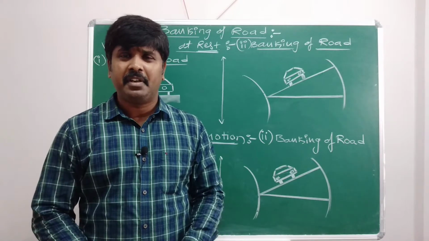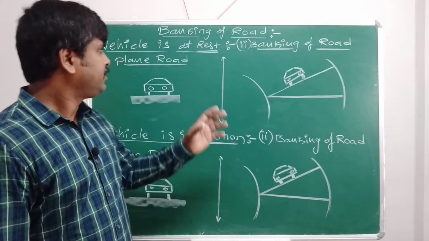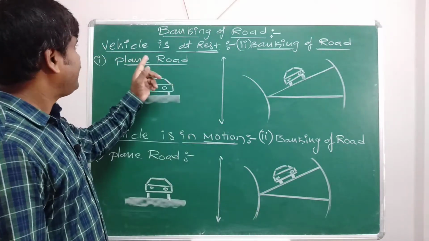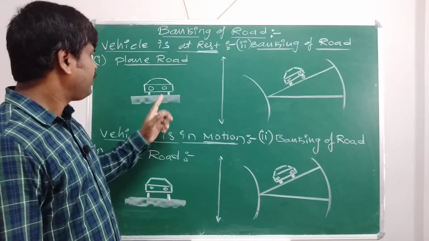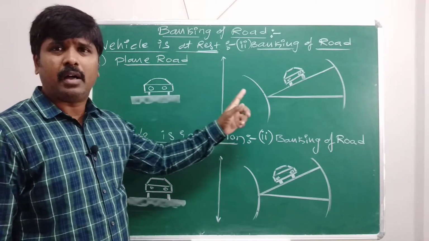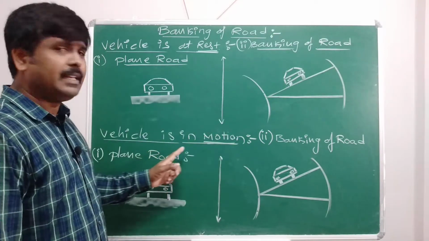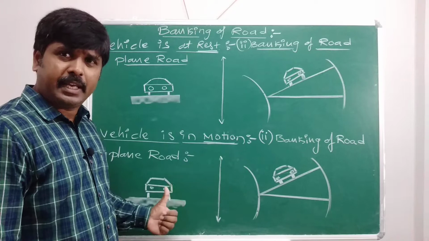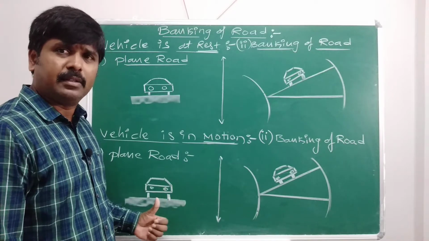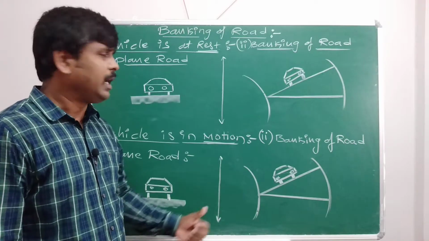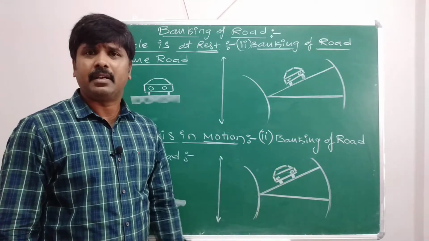Now, continuing, we can discuss two conditions. One, the vehicle is at rest, on the horizontal plane road or on the banking of the road. The second is the vehicle in motion. The first one is on the horizontal plane road and this is the banking of road.